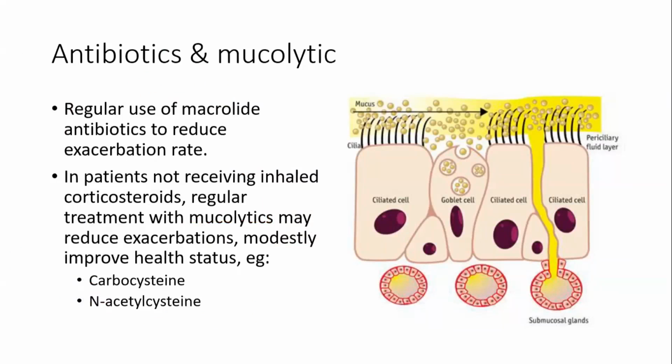Antibiotics and mucolytics. Regular use of macrolide antibiotics reduces the exacerbation rate. For example, in the condition of chronic bronchitis, there is a lot of mucus, so you can give a mucolytic. A mucolytic is something that can break down the mucus and increase ciliary excretion. Examples of the drugs are carbocysteine and acetylcysteine.